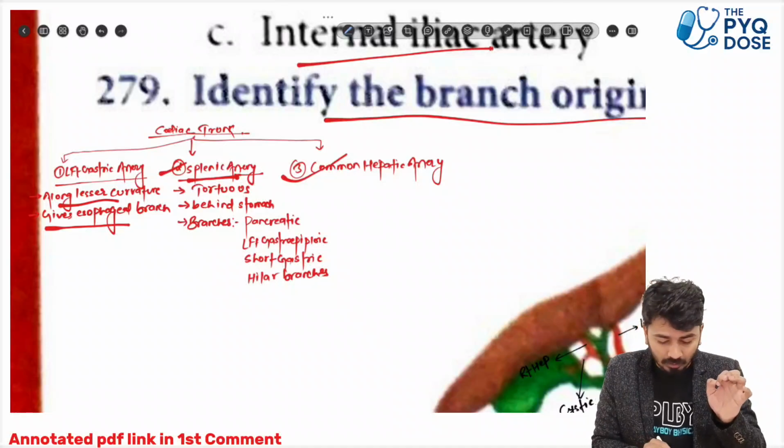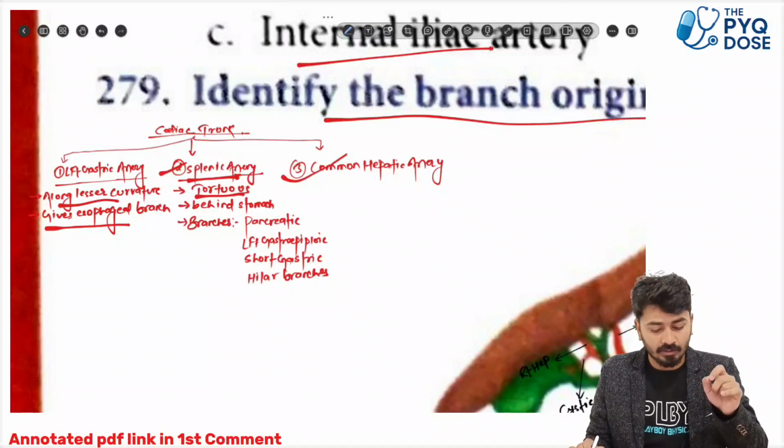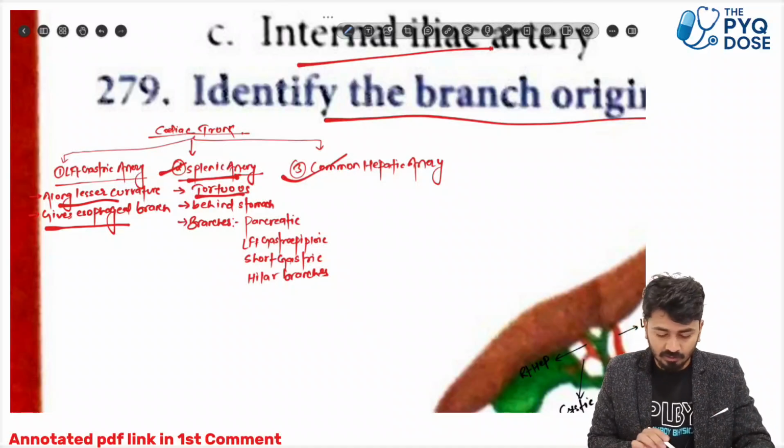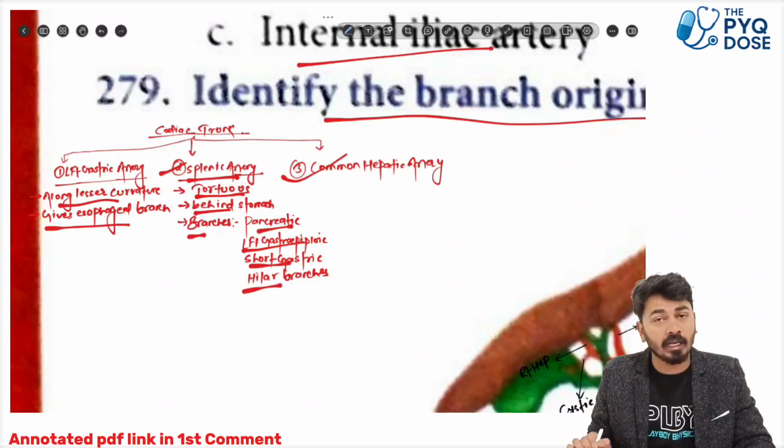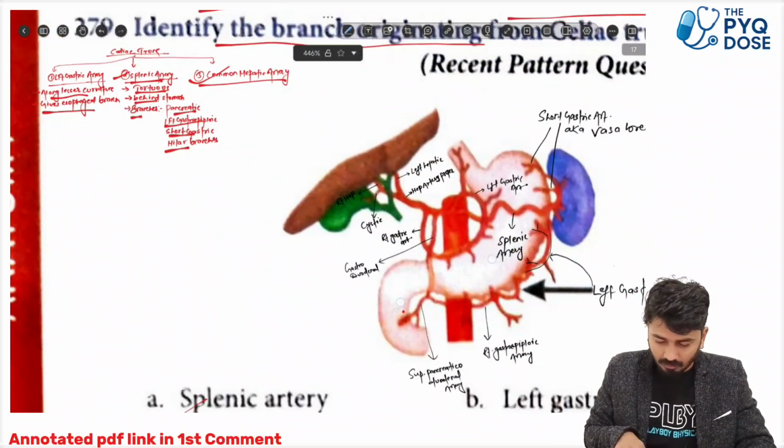The splenic artery is tortuous in nature. If they mention the word tortuous, you should remember they are talking about the splenic artery. It runs behind the stomach, and its branches are pancreatic branches, left gastroepiploic, short gastric, and hilar branches. The third one is the common hepatic artery.